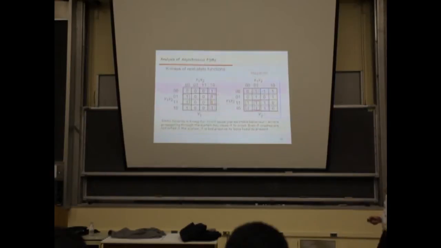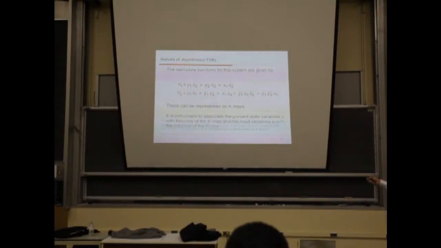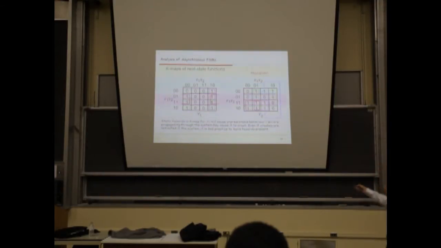Okay? Now we take these equations and we put them in a Karnaugh map. So by putting them in a Karnaugh map, we can tell whether this circuit has a hazard or not. For instance, we can see that the production of Y1 does not have a hazard. However, the production of Y2 has a hazard.